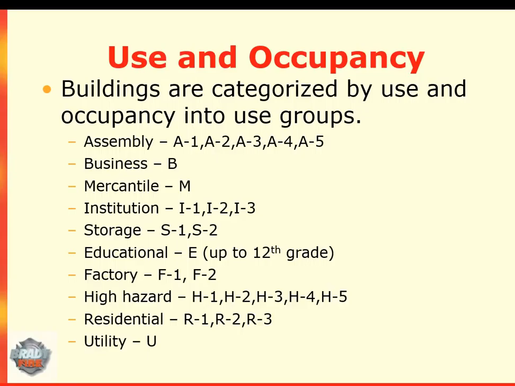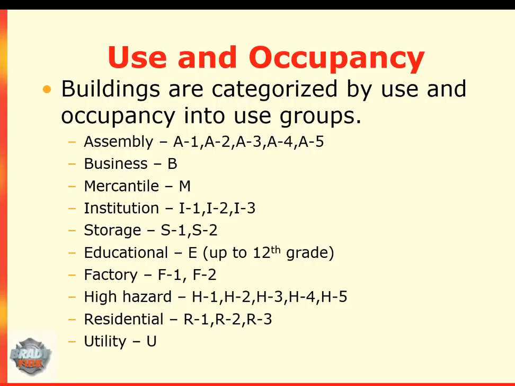Educational are buildings for education from kindergarten to 12th grade. Note, this does not include a college. Factories are places where raw materials are reformed into some type of product, and they're subdivided based on the combustibility and flammability of the materials used. High hazards are facilities using hazardous materials over the exempt amount permitted by the building code. These are subdivided by hazard.